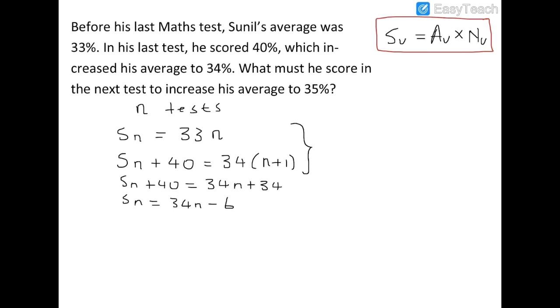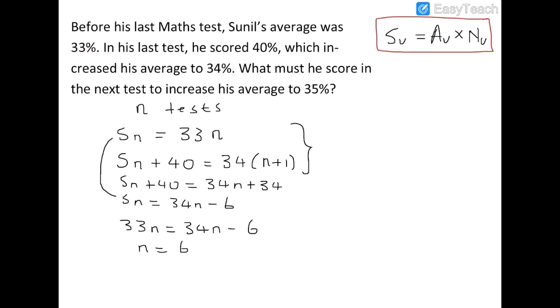Okay, so now these two equations are both equal to Sn, which means we can equate them to each other. So we get 33n equals 34n minus 6. And if we calculate that, we get n equals 6. So this means that in the beginning, Sunil wrote 6 tests that gave him an average of 33.